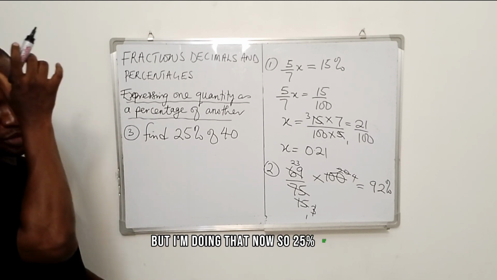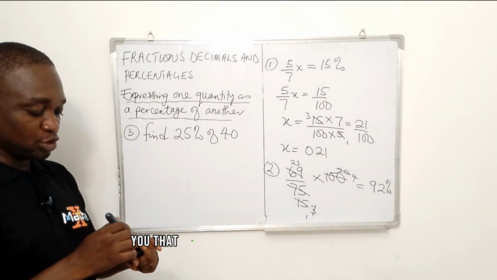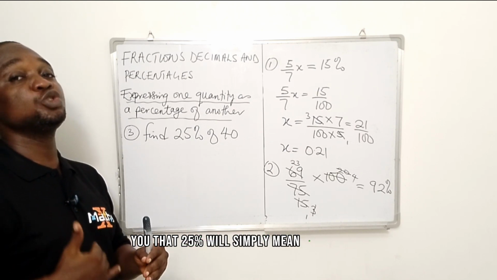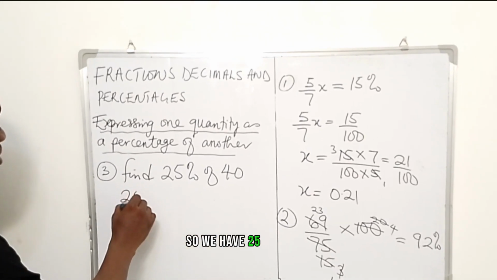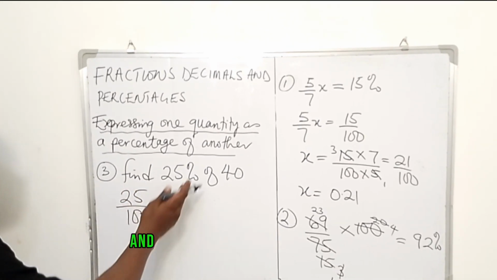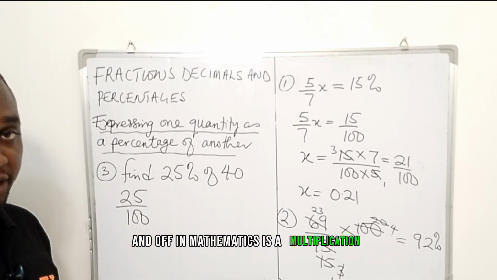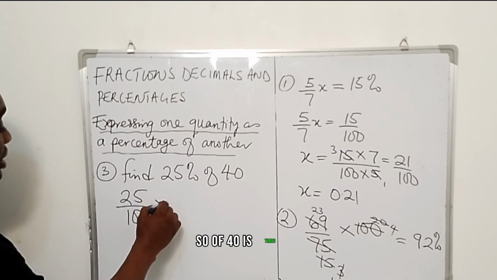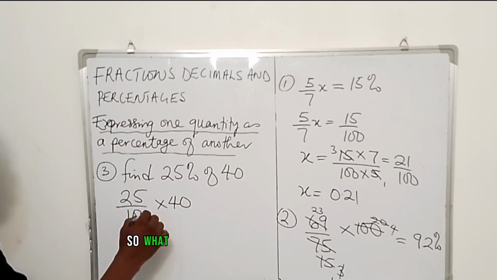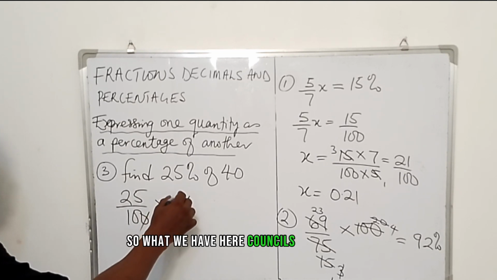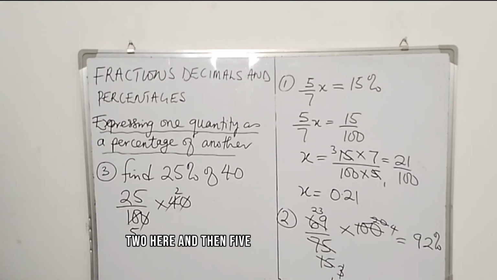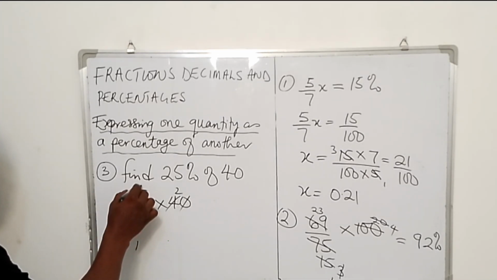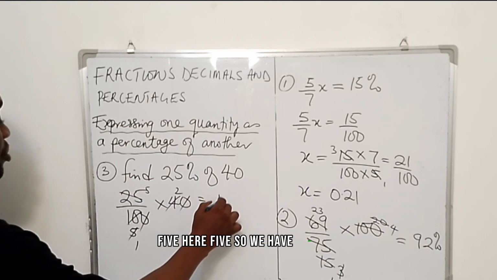So 25% of 40, we know that 25% will simply mean 25 over 100. So we have 25 over 100, and of in mathematics is a multiplication. So of 40 is times 40. So what we have here cancels, and then 2 here, and then 5 here, 1, 5 here, 5. So we have 10.